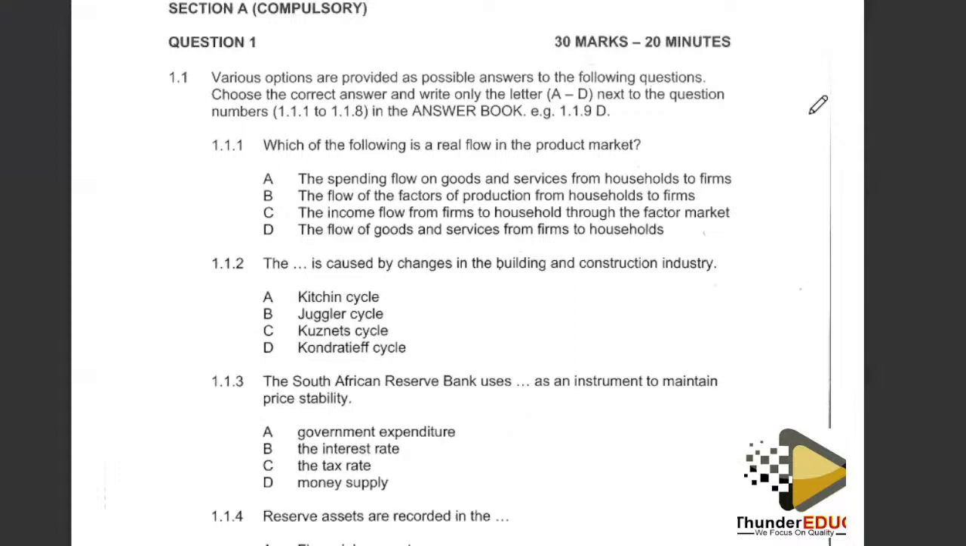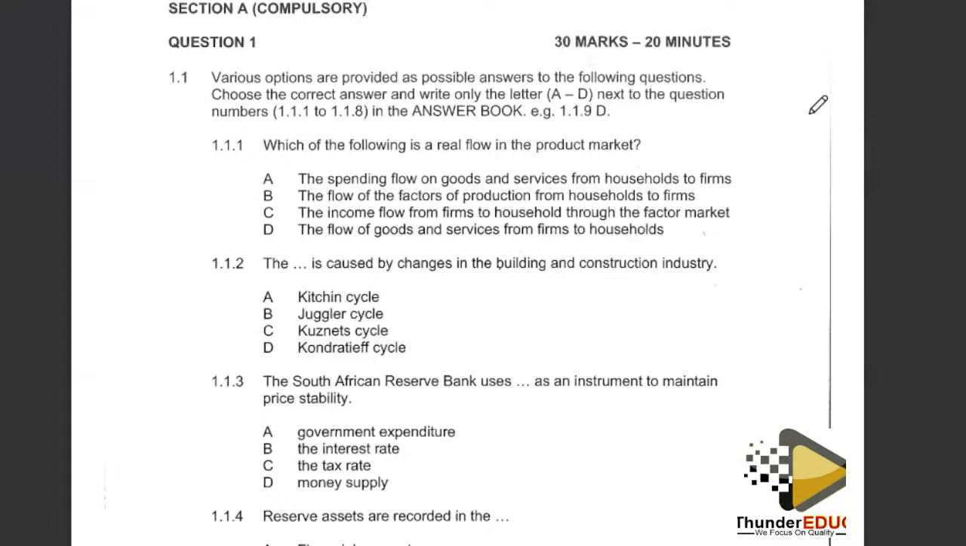Okay, right. So now let's start the work. 1.1.1 reads as follows: Which of the following is a real flow in the product market? Now remember, grade 12s, before you actually jump onto answers, you should always make sure that you understand the key concepts given in a question. Also, you must check the action verbs that have been used in that particular question. So if we check this question, we have real flow as well as the product market.